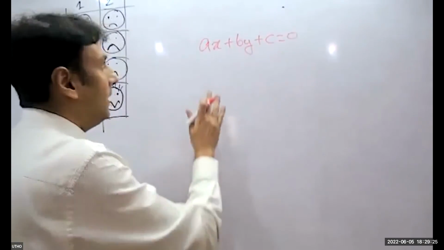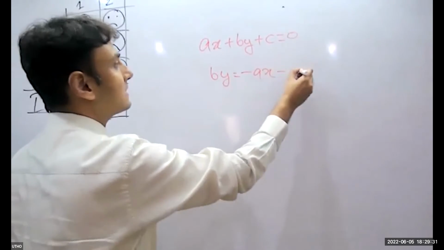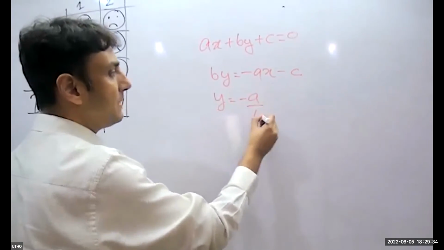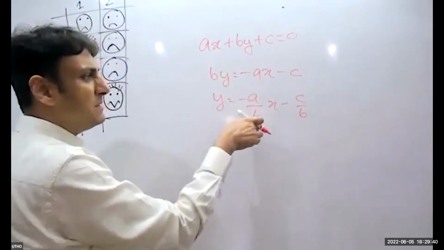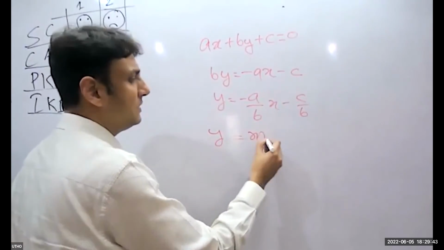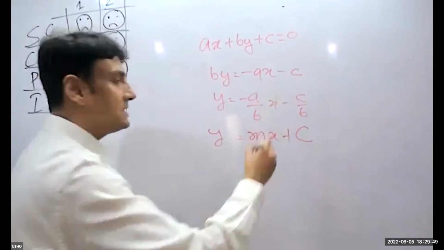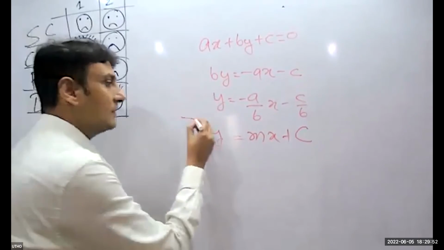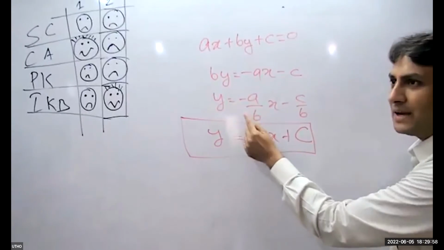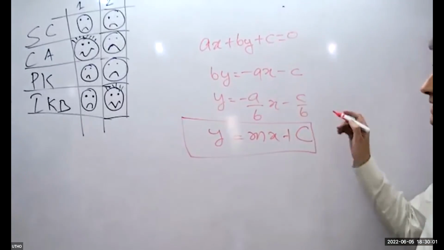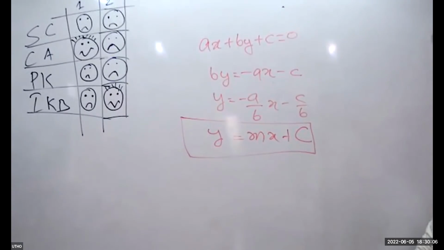If I have to write it in another format, I can write this as by is equal to minus ax minus c, or y is equal to minus a by b into x minus c by b. Or I can say minus a by b, these are all constants, so I write some value m into x plus minus c by b, which I write as capital C. So an equation of this form will always be a straight line or a linear equation. Since these are constants, minus a upon b and minus c upon b, I have replaced them: capital C is equal to minus c upon b, m is equal to minus a by b. No problems, right?